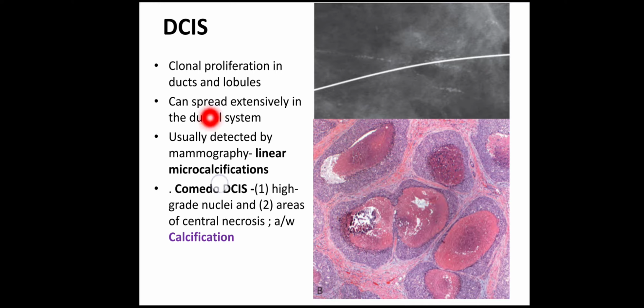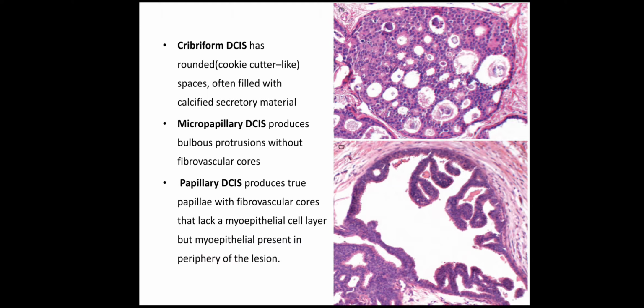Now it can spread extensively in the ductal system. See, these are the various ducts which are showing the proliferation of these cells, and usually the finding is incidental on mammography, where it can be seen in the form of linear microcalcification. These are the linear microcalcifications, and there are different variants. First is comedo DCIS. Comedo DCIS has a high grade nucleus, and importantly there are areas of central necrosis and it can be associated with calcification.